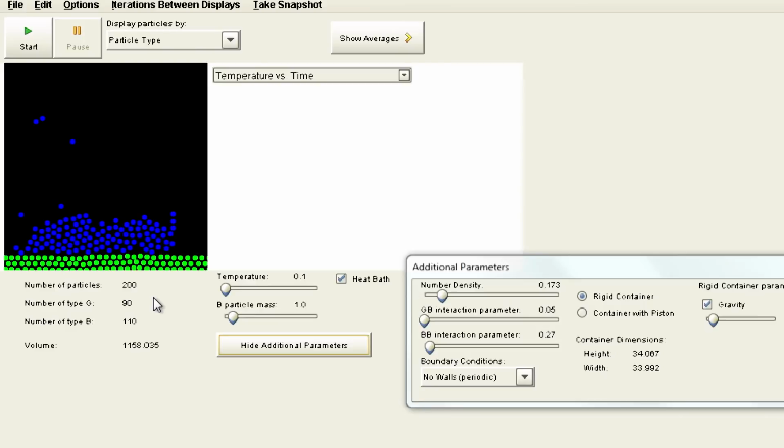There are 200 particles total. The number of green particles is 90, and that is a solid surface. And if you think about it, this is argon, which is the solid surface, and this is a liquid, another liquid, let us say krypton, with a different Lennard-Jones parameter, 110 atoms. And you can see that this is liquid and gas phase together.